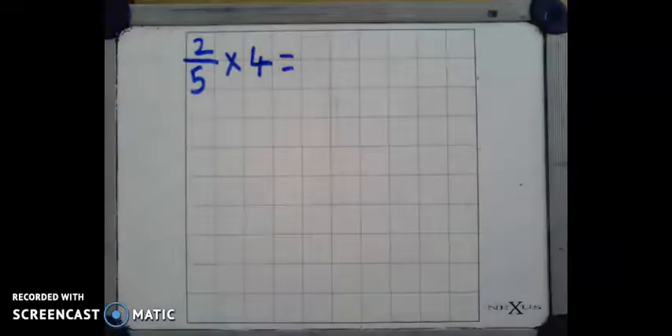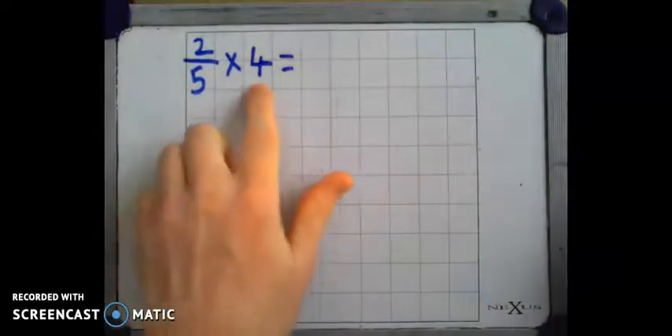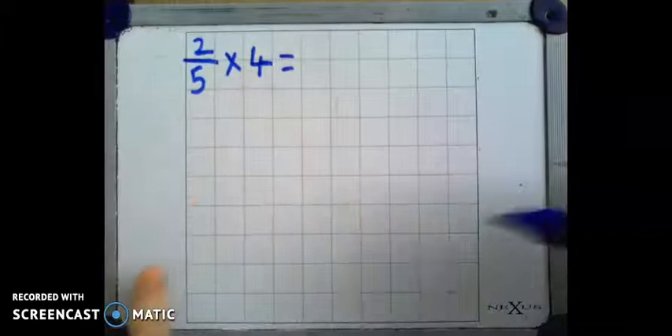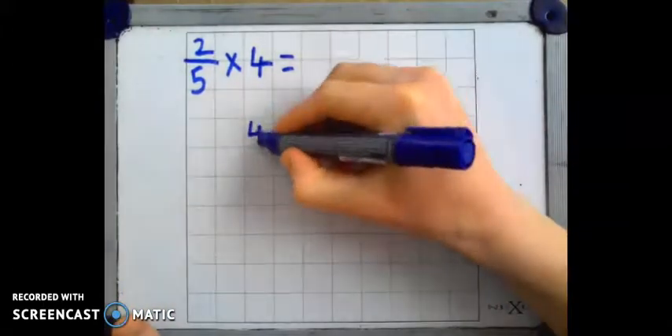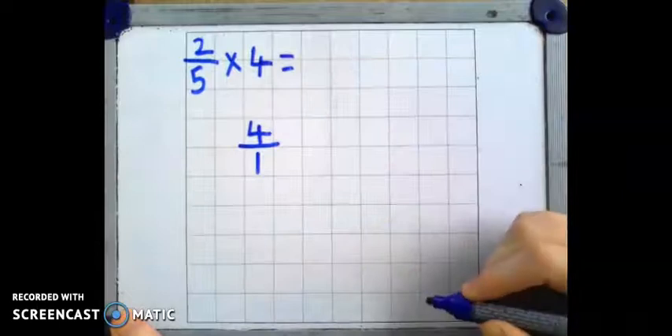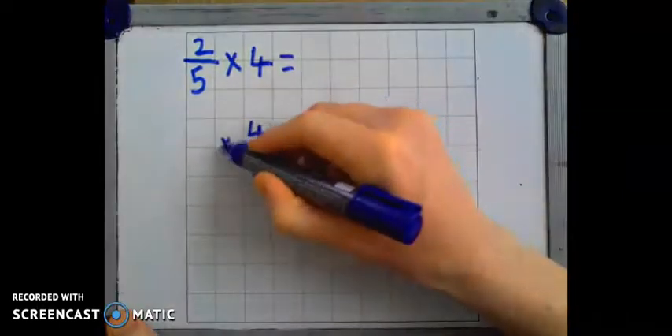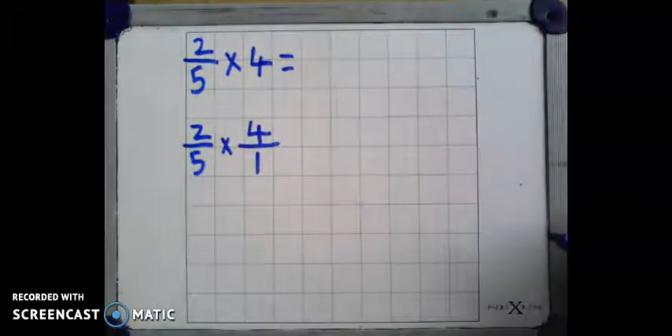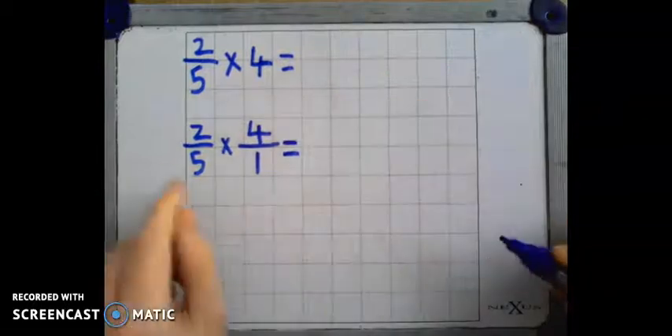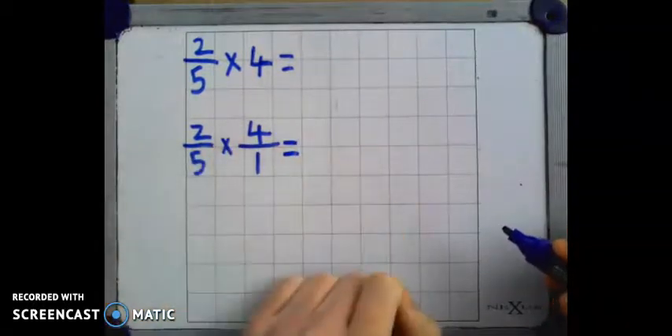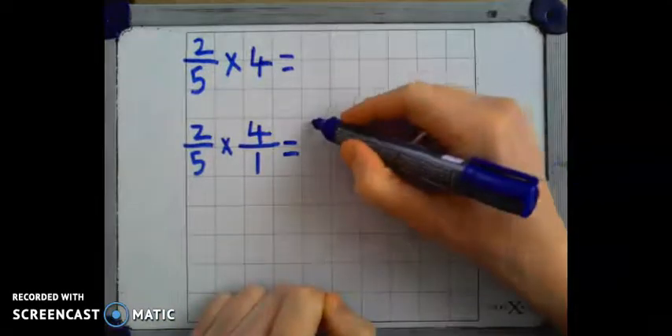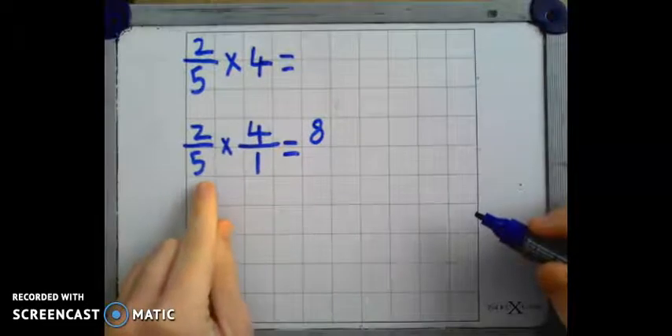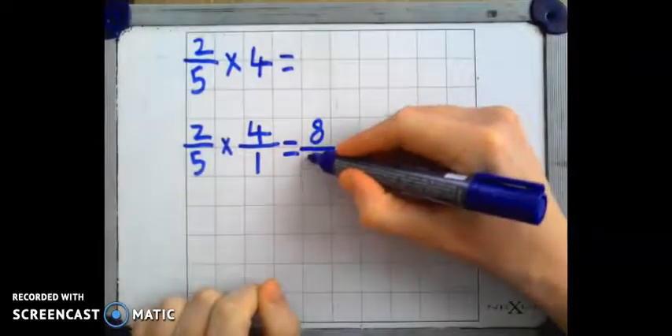2/5 multiplied by 4. Step 1 asked us to change the whole number into a fraction. The 4 becomes the new numerator, and the denominator will always be 1 when we use this method. So now our calculation says 2/5 multiplied by 4 over 1. Step 2, multiply the numerators together. 2 times 4 is 8. Step 3, multiply the denominators together. 5 times 1 is 5.